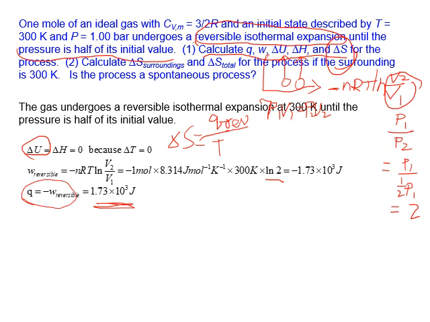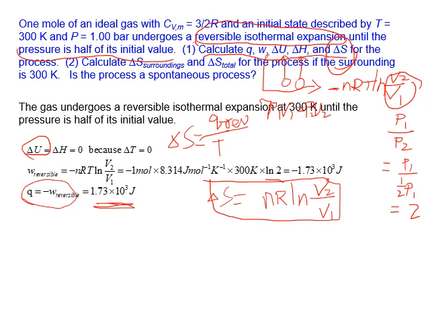In class, we also derived an equation for ideal gas isothermal expansion, and the equation is nR ln V2 over V1. Note the difference between this equation and this equation. This is for work. And note that in the equation for work, you have a temperature. And here, for entropy, you don't.